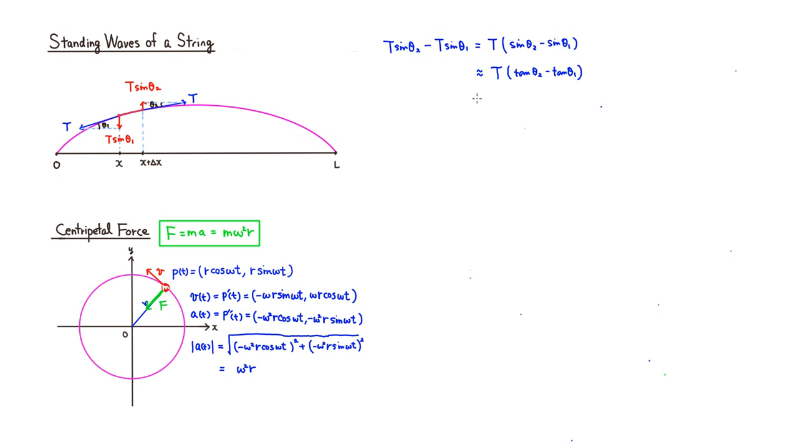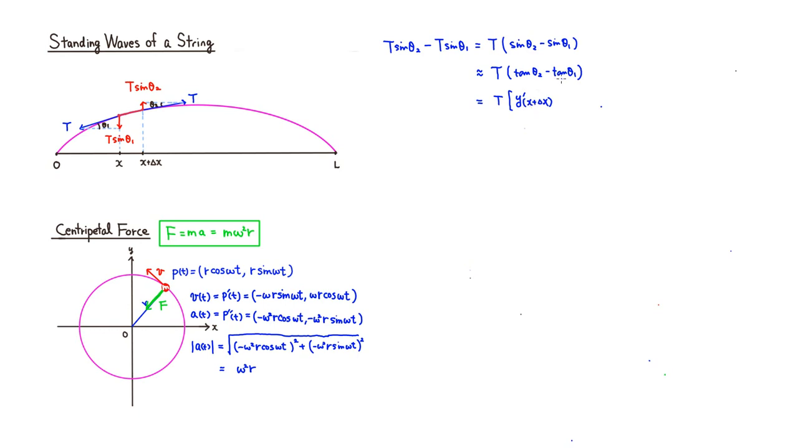So if you look here, tangent of theta 2 is going to be the slope of the tangent line at x plus delta x. Say I call y the position of the string. Then y prime of x plus delta x will give you the slope of the tangent line, because the derivative always tells you the slope of the tangent line. So we're going to have y prime of x plus delta x.